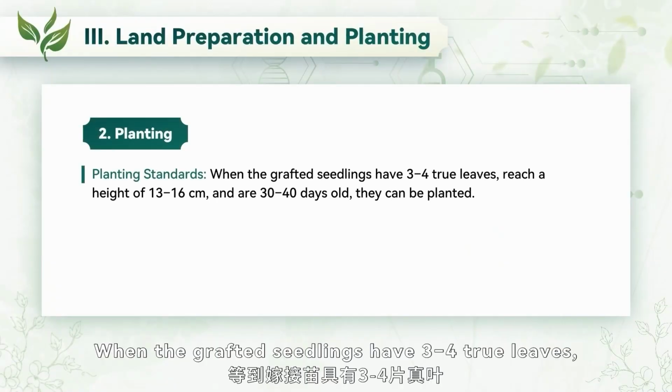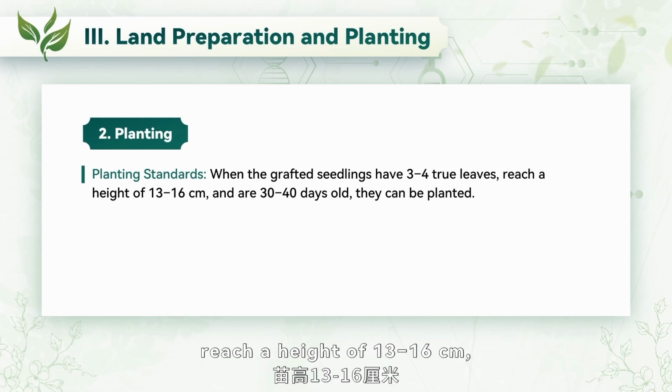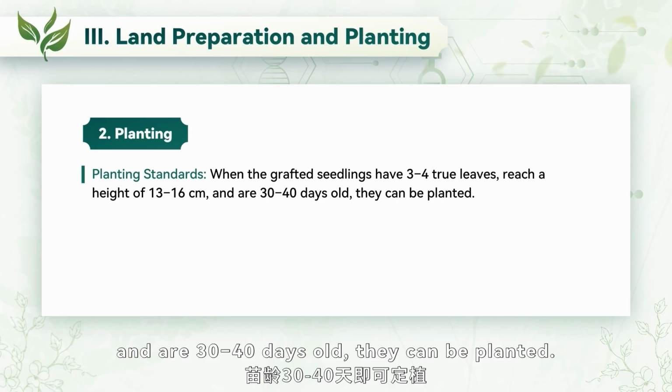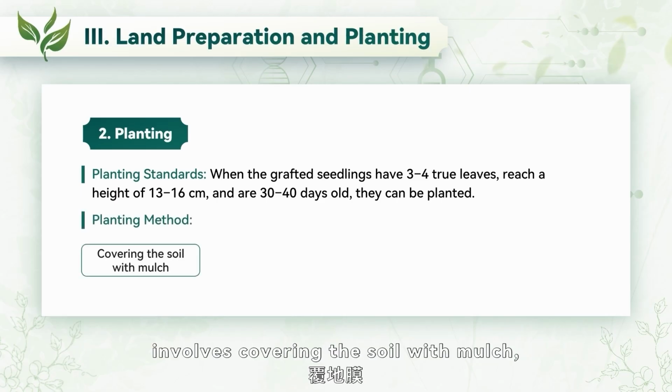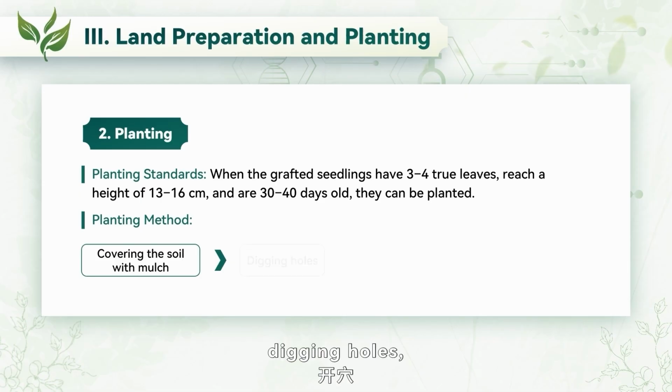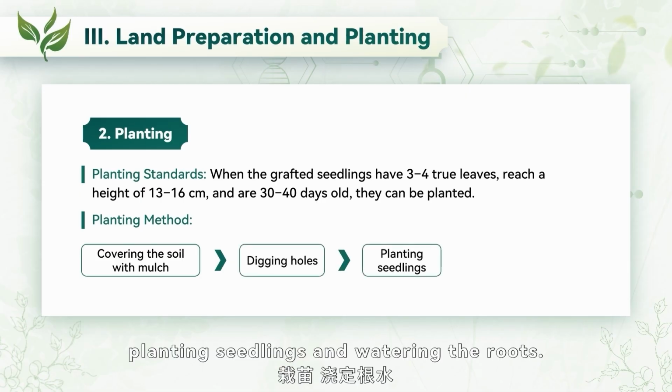When the grafted seedlings have 3 to 4 true leaves, reach a height of 13 to 16 centimeters, and are 30 to 40 days old, they can be planted. The planting process involves covering the soil with mulch, digging holes, planting seedlings, and watering the roots.